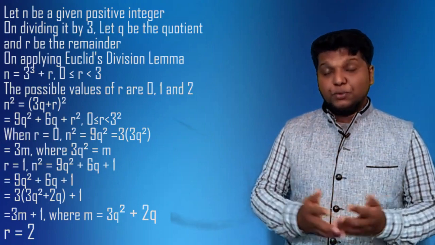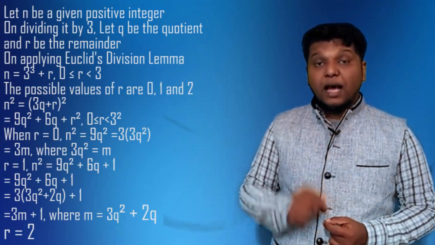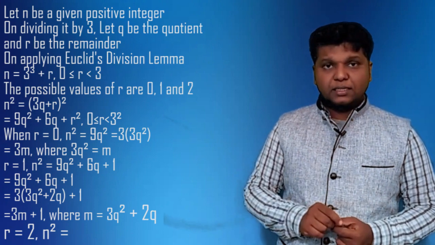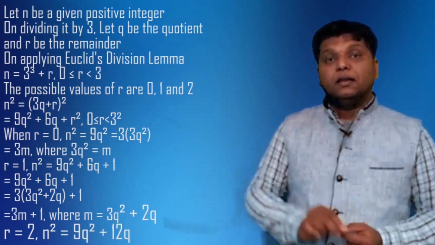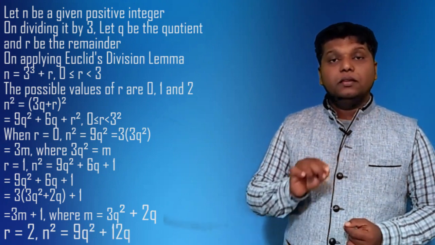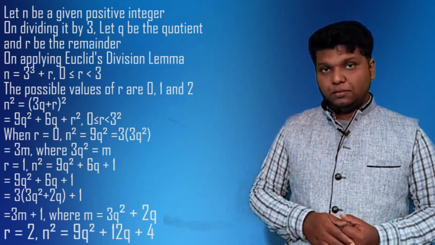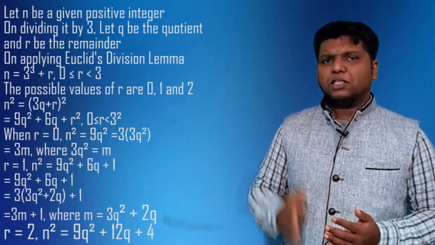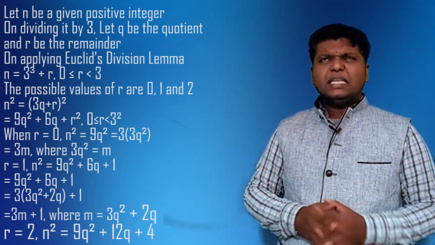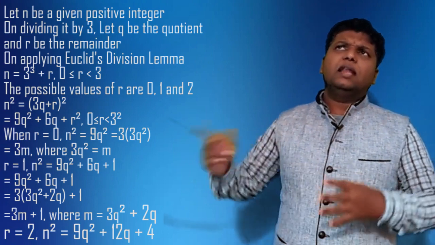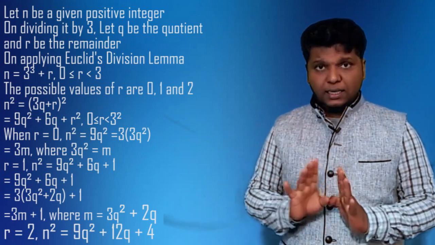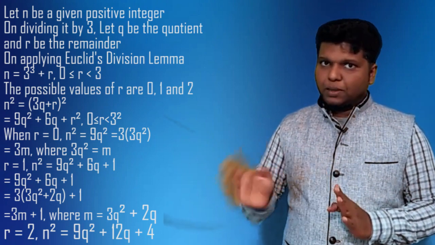Now let us give the third value. What was the third value? When r is equal to 2, what will n square become? n square is equal to 9q square plus 12q plus 4. See, anyhow towards the last you have to bring plus 1. Is it? Towards the last you have to bring plus 1.